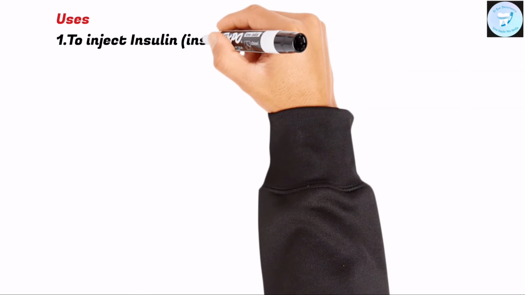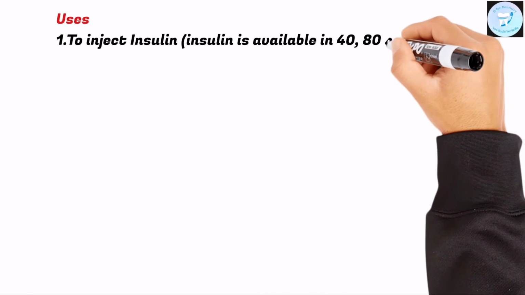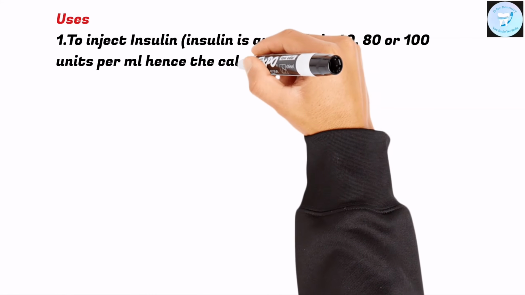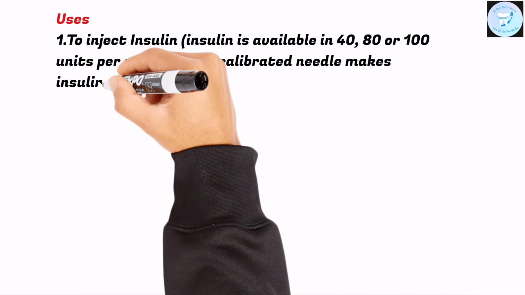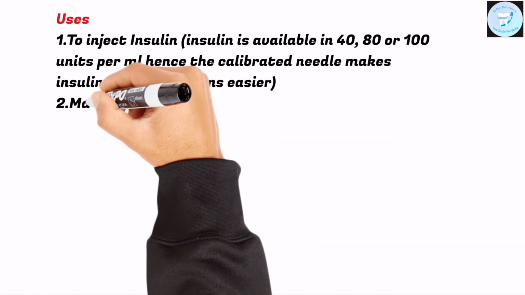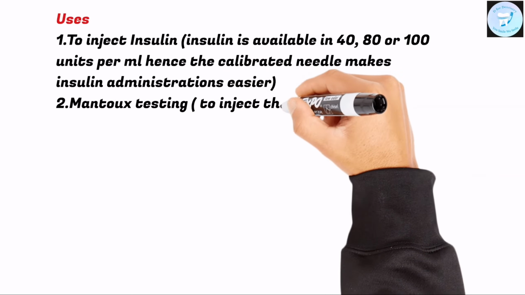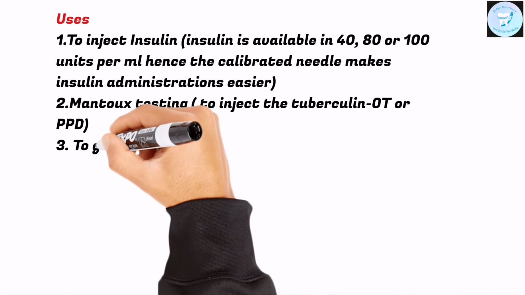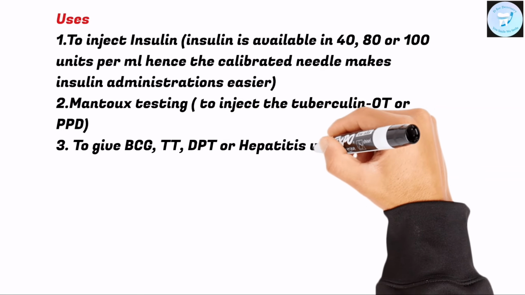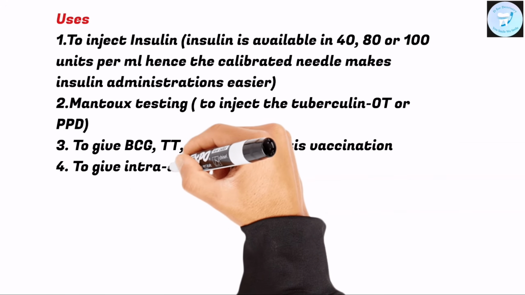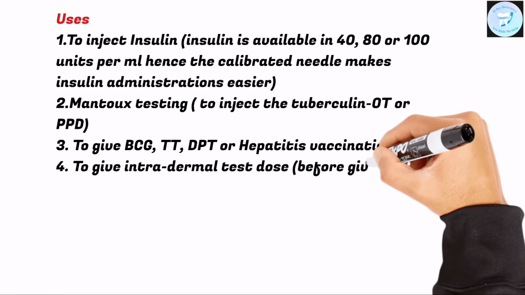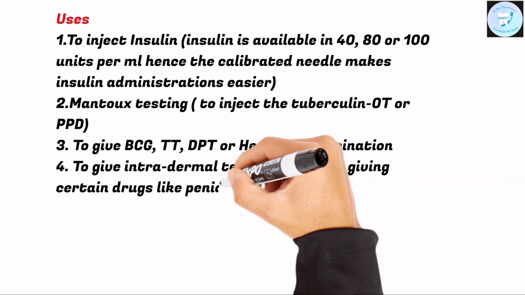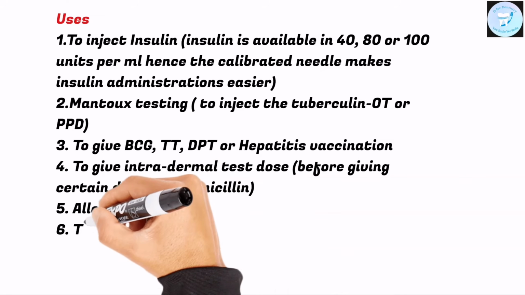Uses. First, to inject insulin. Insulin is available in 40, 80 or 100 units per ml, hence the calibrated syringes make insulin administration easier. Second, Mantoux test. Third, to give BCG, TT, DPT or hepatitis vaccination. Fourth, to give intradermal test dose. Fifth, allergy testing. Sixth, to give drugs.